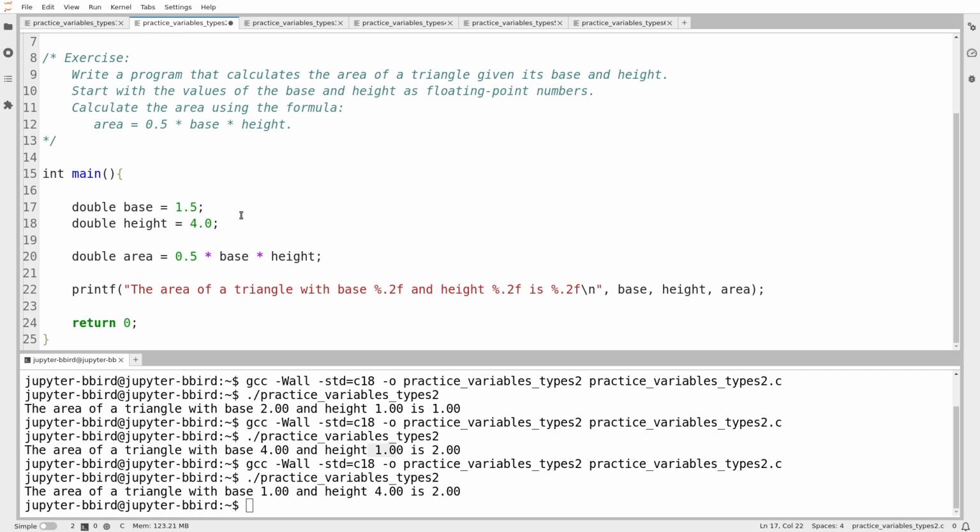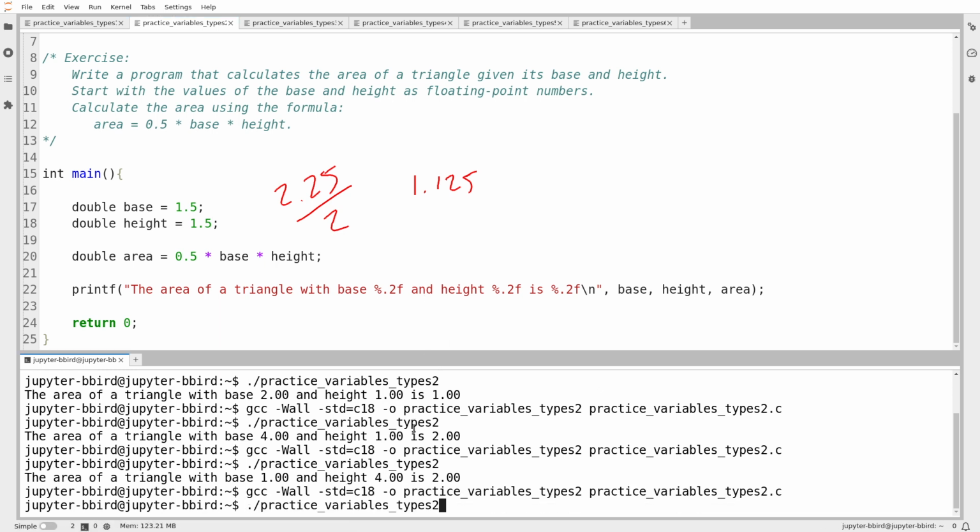I think it's also worth trying out what happens if I use a base and a height that are both fractional. So let's do 1.5 and 1.5. And so, okay, out of my head, 1.5 times 1.5 is 2.25. So I expect the area to be 2.25 over 2, which is 1.125, I guess. I probably ought to plug that into a calculator if I'm going to do complicated math.